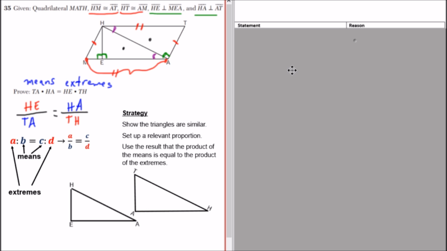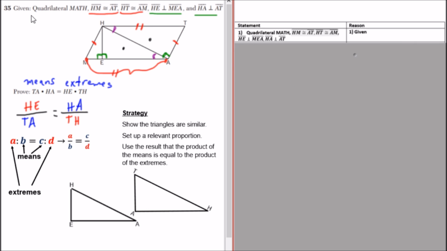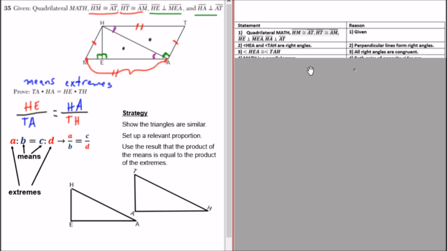So now for the proof part, the first thing we write are the givens. So we're just going to restate the givens. And now the strategy is show the triangles are similar. So that means we have to establish angle-angle similarity. We need to say in our statements that two pairs of angles are congruent. So what we have to say to show that the two right angles are congruent, first we have to define them as right angles. So we're going to say that angle HEA and angle TAH are right angles. And the reason, perpendicular lines form right angles. That was in the assumption we underlined in green. Now we could say these two angles are congruent because all right angles are congruent.